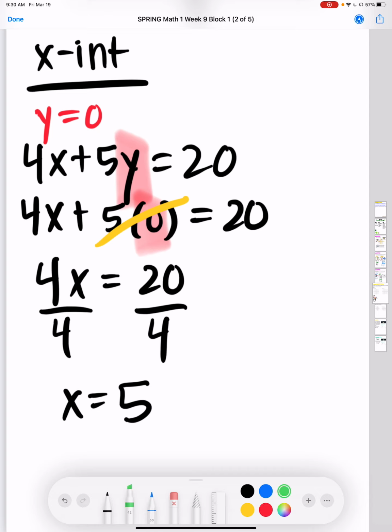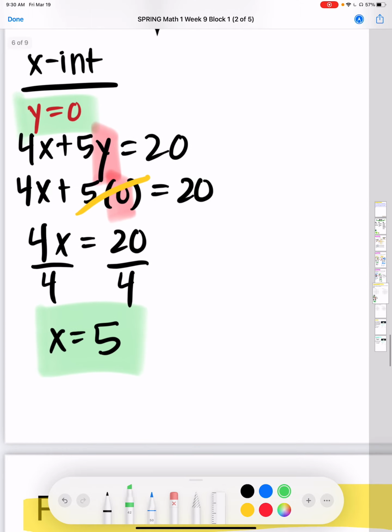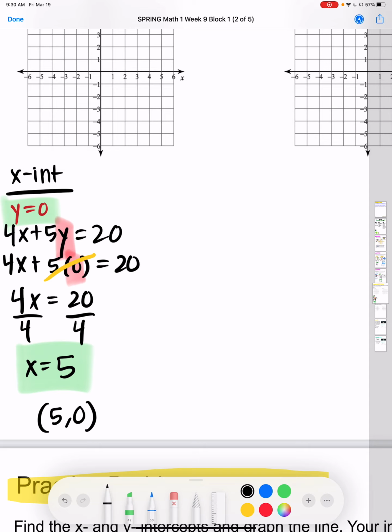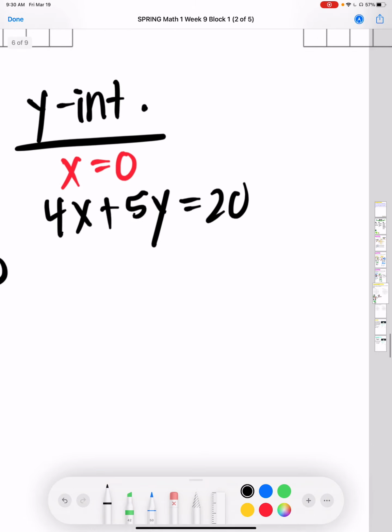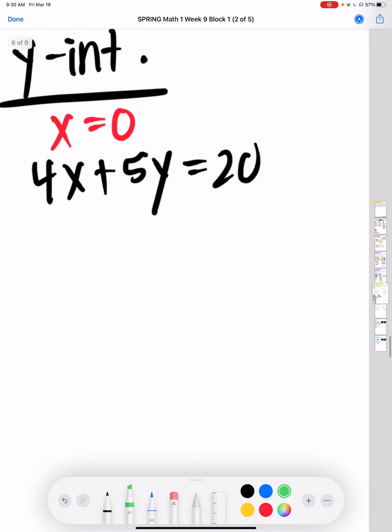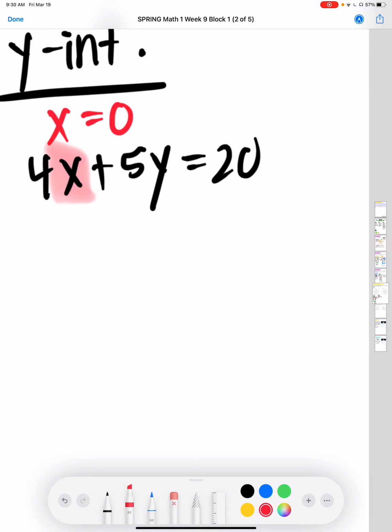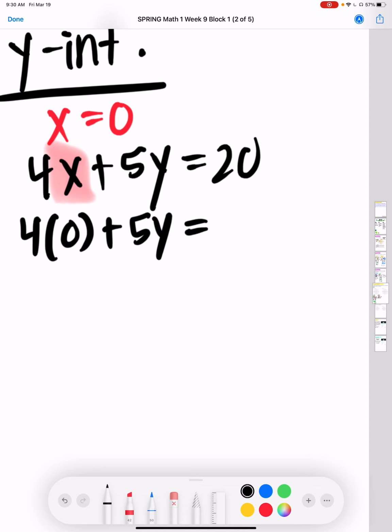I have an x and I have a y. So I need to rewrite my answer as a coordinate. My x is 5, my y is 0. That's one of my answers. Do the exact same thing for your y-intercept. So for my y-intercept, this time I'm going to set x equal to 0, rewrite my equation, 4x plus 5y equals 20. All right, so let me go ahead and highlight for you guys, plugging a 0 in there. 4 times 0 plus 5y is equal to 20. 4 times 0 is gone.